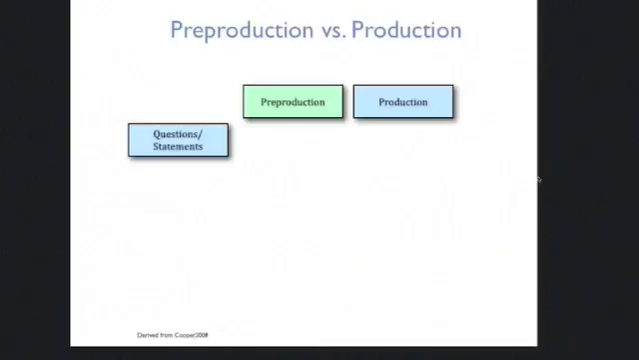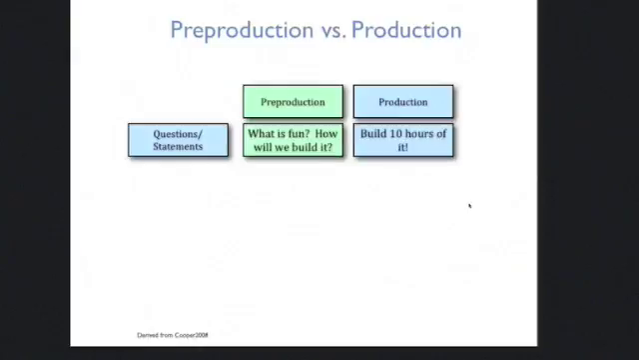So when we think about pre-production and production, we've got to ask, what are the questions that we're asking ourselves in each one of these stages? In pre-production, we're saying, hey, what's fun? Now, how are we going to build it? In production, we're saying, we just have to build 10 hours of it. We know what's fun. We just have to double down, and our staff is going to increase. We're going to do outsourcing. We should know what's fun.